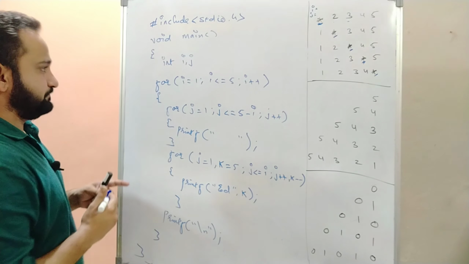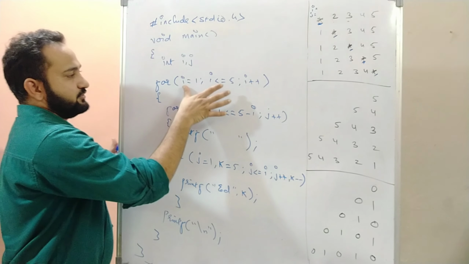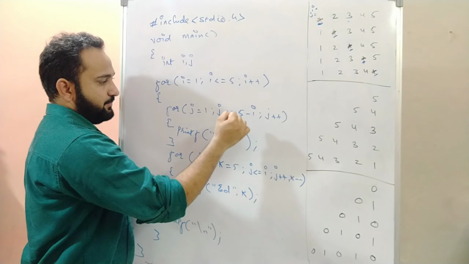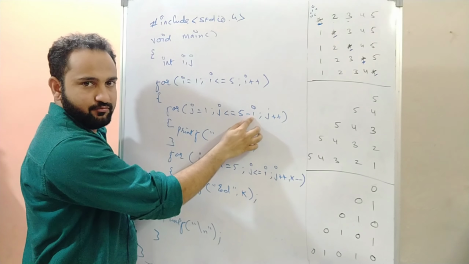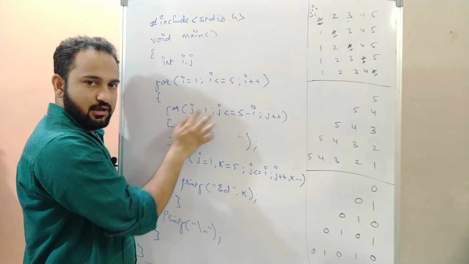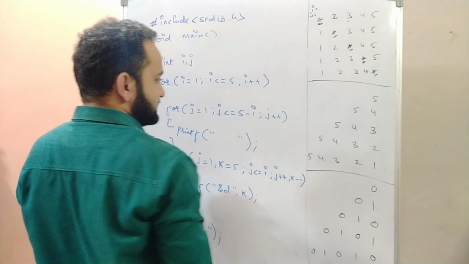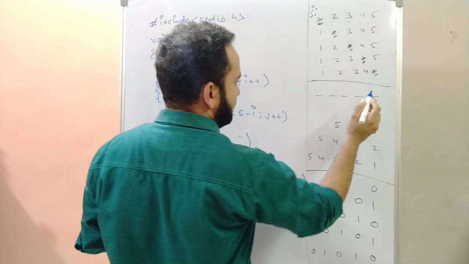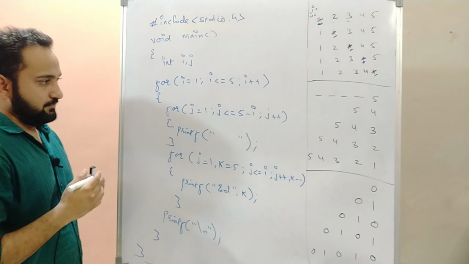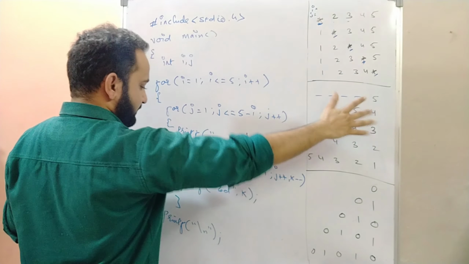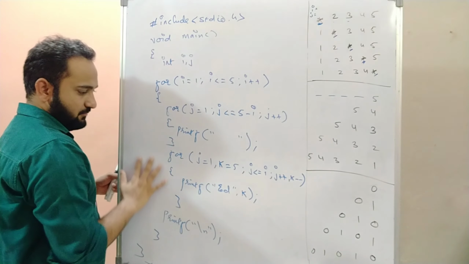Let's dry run this. For the first case, the value of i will be 1. 1 is less than equal to 5. Condition will be satisfied. 5 minus, what's the value of i? 1. 5 minus 1 is 4. It will iterate 4 times. How many spaces will it leave? It will leave 4 spaces: 1, 2, 3, 4, and after it, it will come out of this for loop.